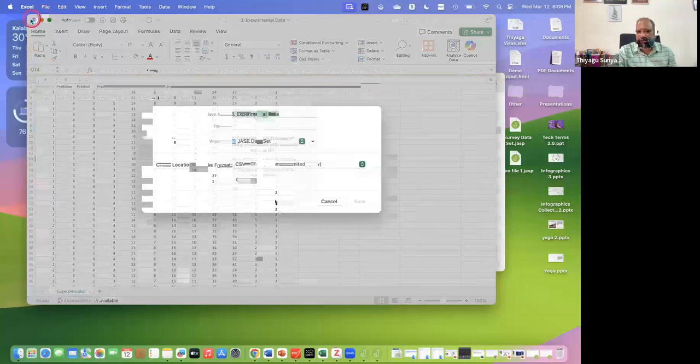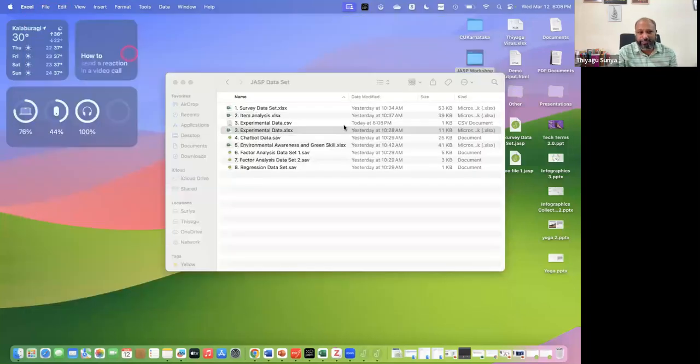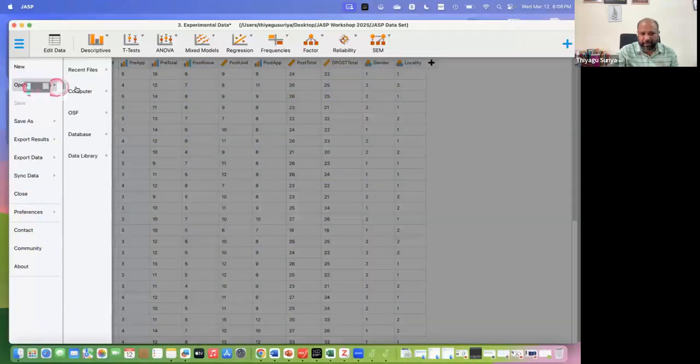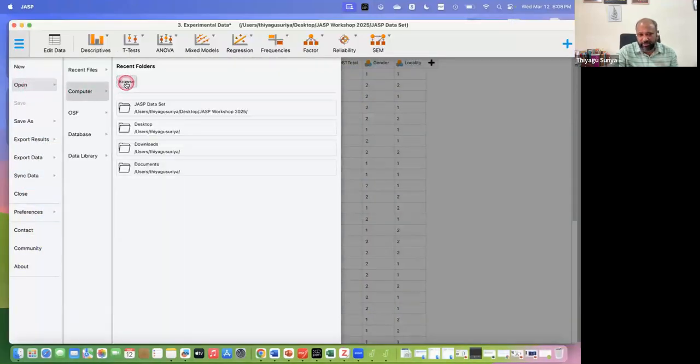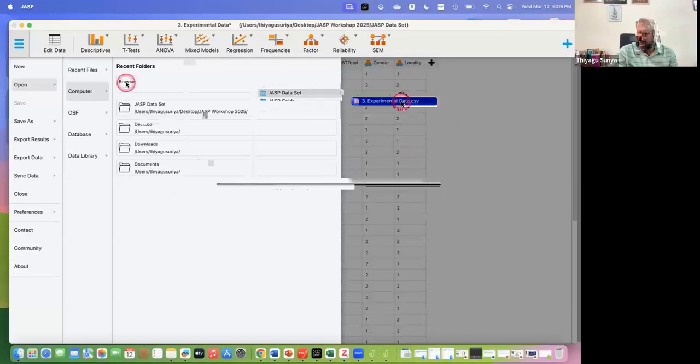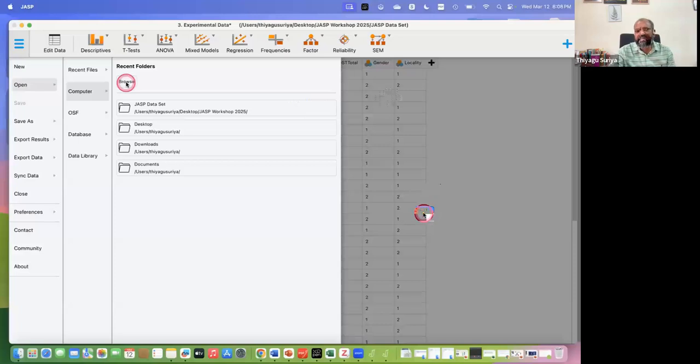Then you are getting this new file in the data set. So this is a new file. Now you can open it. Yesterday we discussed how to open this. Go to JASP, click open, computer, browse, select the experimental data CSV file and click open.